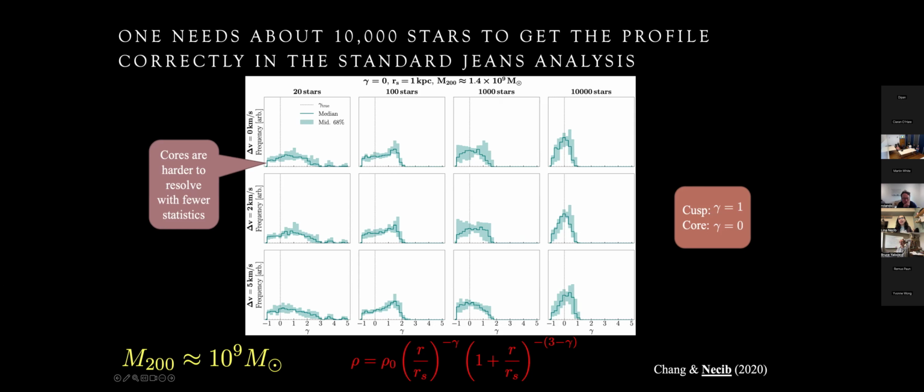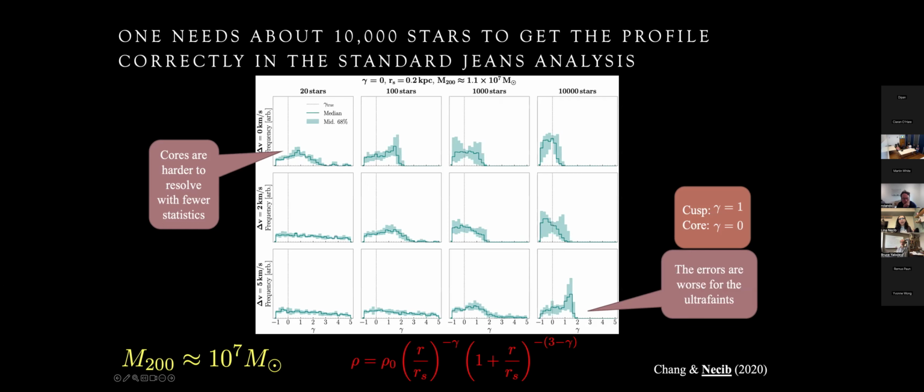However, with higher measurement uncertainties, this still works with 10,000 stars, which is a lot more stars than we actually have right now. This gets worse for smaller galaxies like a 10 to the 7, because the velocity dispersion of such a system is so much smaller. It's going to be of the order of this 5 kilometers a second error. So things are just going to be all over the place. For your ultra-faints, even with 10,000 stars, you really need perfect measurements. Otherwise, things are just complete nonsense.